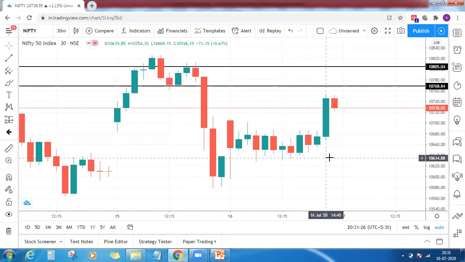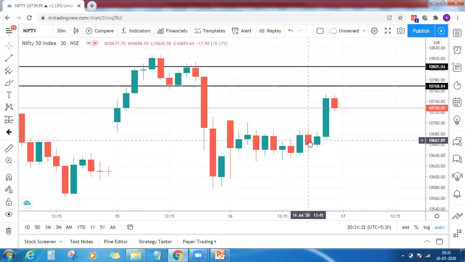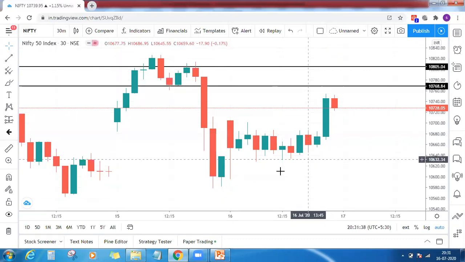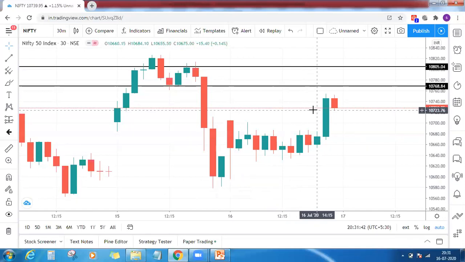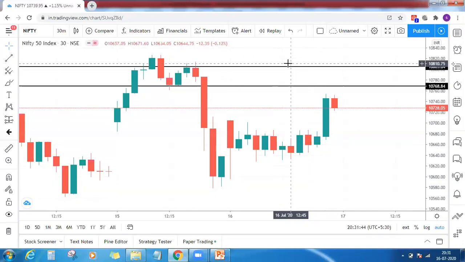Now, these sandwich patterns, people who are new to this sandwich, please ignore this. If you are looking at this sandwich pattern, you should look for a reversal actually. So this is a buy sandwich pattern. You should observe it at the bottom. Then it has a high probability of reversal. And the sell sandwich, you should observe it at the top.